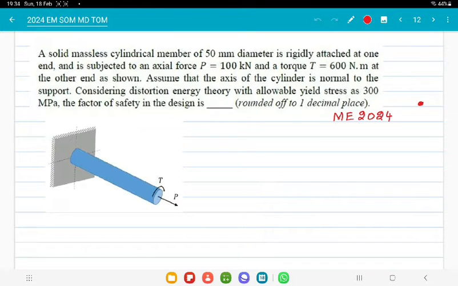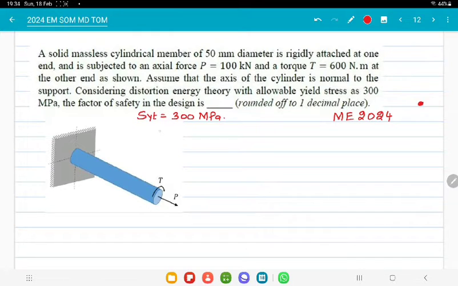So allowable yield stress value is given. SYT is given. Right. So what is SYT? 300, sir. Okay, right. So let us calculate the two stresses first.